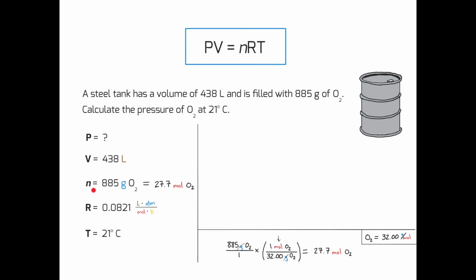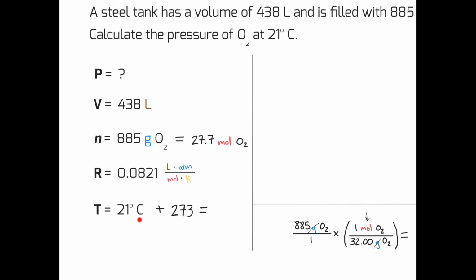So now we have our N in moles, we have our V in liters, and we have our R, which is a constant. So now all we have to do is convert our 21 degrees Celsius to Kelvin. And to convert from Celsius to Kelvin, we just add 273. So we add 21 plus 273, and what we get is 294 Kelvin.